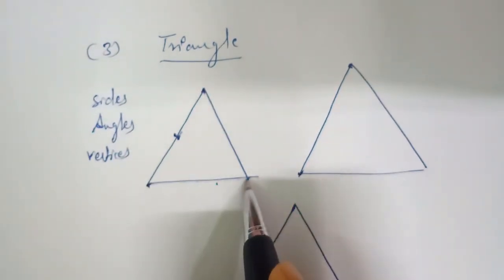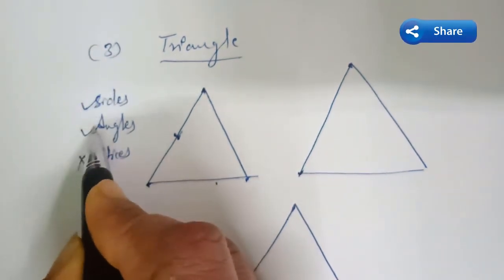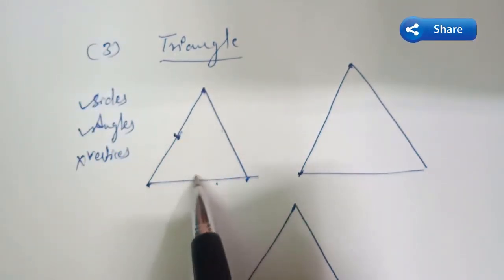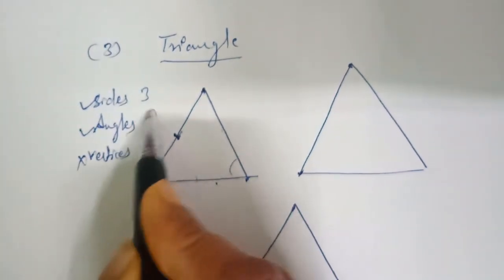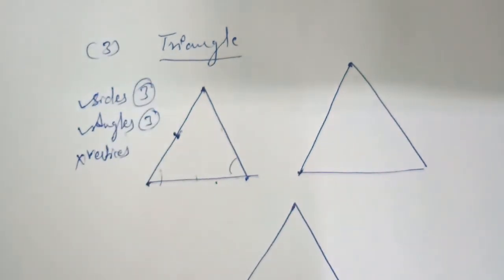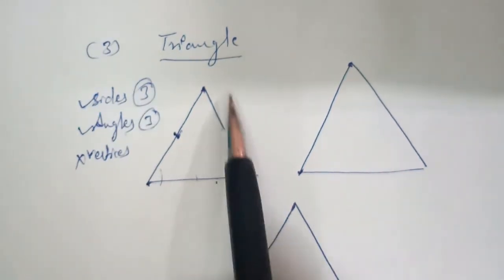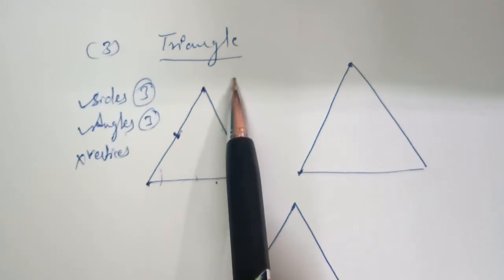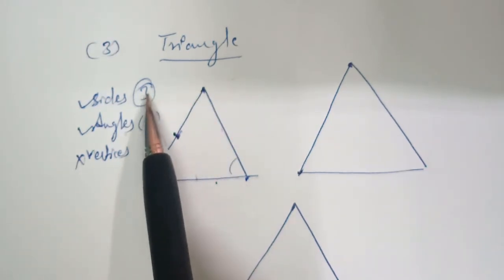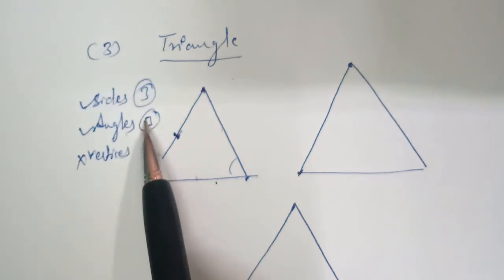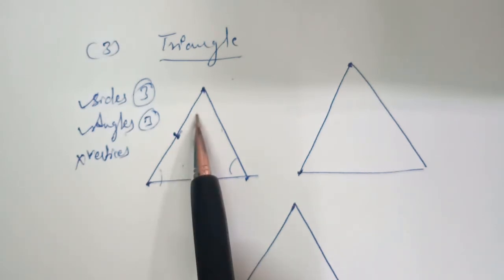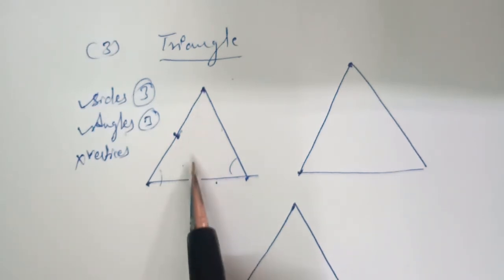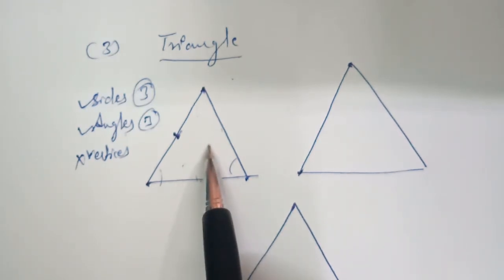We will not take the vertices. We will take the sides and angles. How many sides are there in a triangle? 3 sides. How many angles are there in a triangle? 3 angles. So 3 angles and 3 sides. Now for finding two triangles as congruent, we don't have to check all the 6 parts as the same. There are some criteria on the basis of which we check the congruency of triangles. So we are going to study that in the next topic.